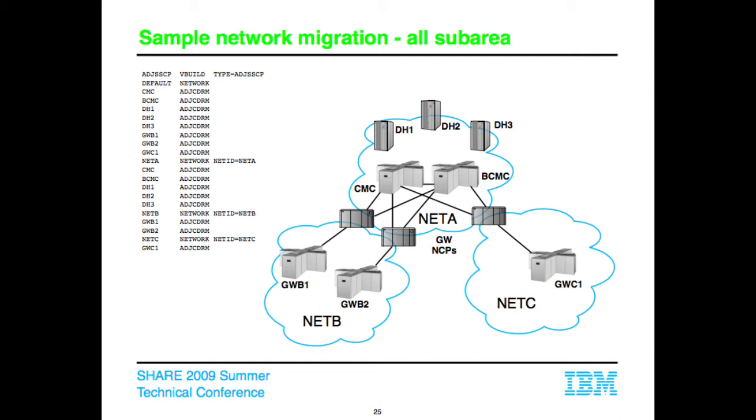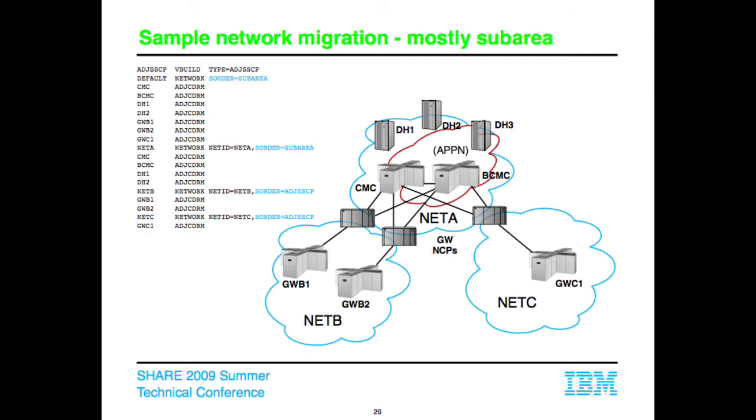What we're going to do now is start by migrating part of our net A network from subarea to APPN. The data hosts typically become end nodes, the CMCs typically become network nodes, but an end node really isn't very useful without a network node server. So we pretty much have to migrate these 2 to network nodes or interchange nodes first. At the same time, I'm going to migrate one of my data hosts to be a pure APPN end node. So now, most of the net A network is still via subarea.